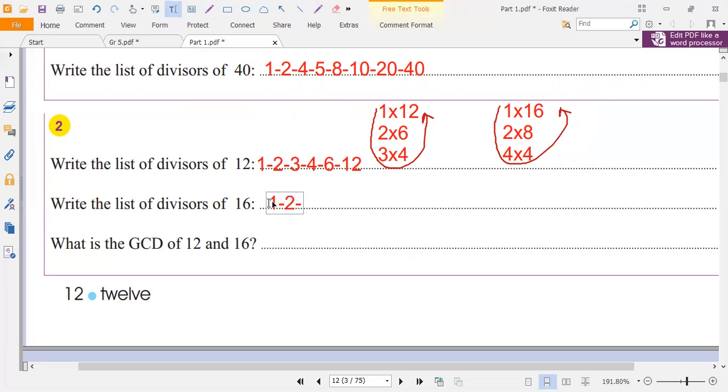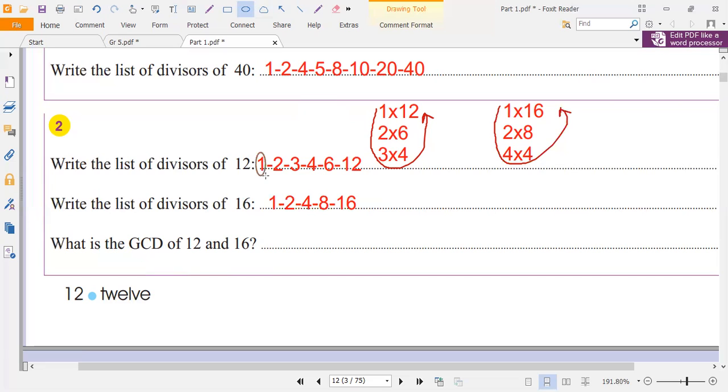1, 2, 4, 8, and 16. What is the GCD of 12 and 16? To find the GCD, we have to find the common divisors. So we say which one is the greatest one.